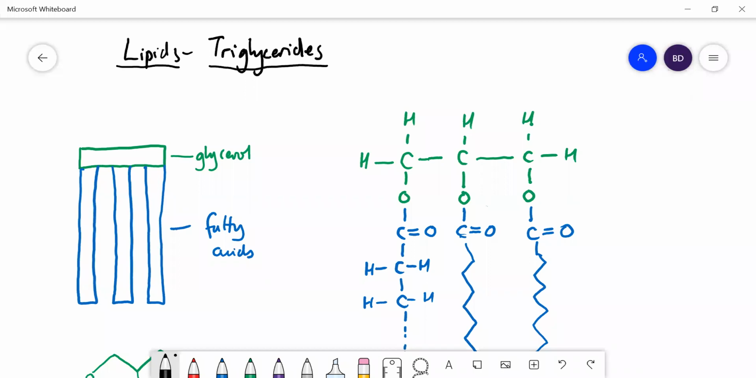Right, so you're probably aware of proteins, of carbohydrates. Probably the other class of molecules that we need to know about are lipids.